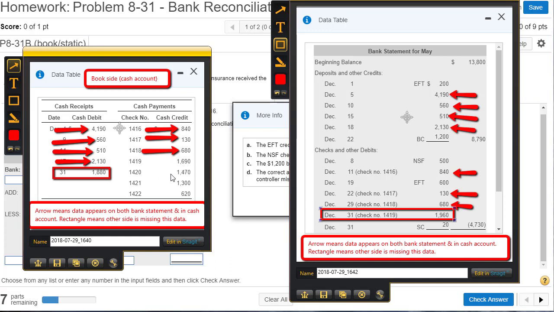So now we're looking for check 1420 for 1470. I don't see it. Notice checks 1420, 1421, and 1422 are not on here. That's because we must have written them probably later in the month, but not necessarily. Really what it means is that we wrote the checks and we recorded them in our cash account, but whoever we wrote them to has not cashed them yet. Therefore, they have not appeared on the bank statement. So I'm going to put a rectangle next to all three of these because none of these checks appear on the bank statement. Later on, we're going to have to correct the bank side for those.